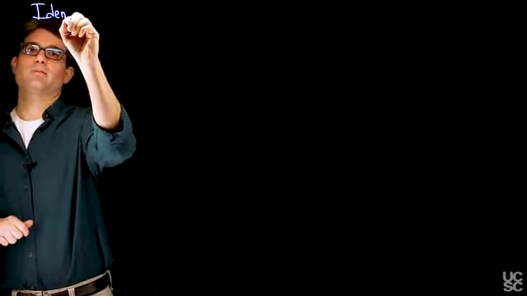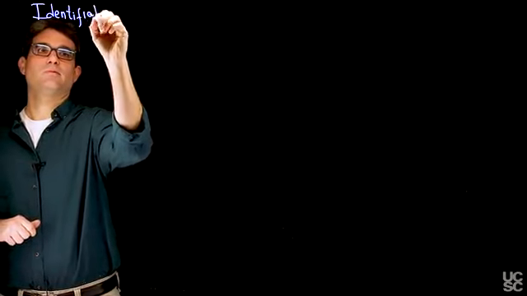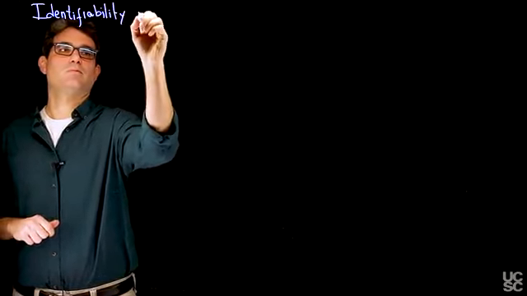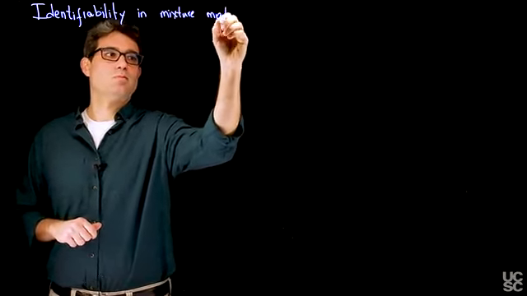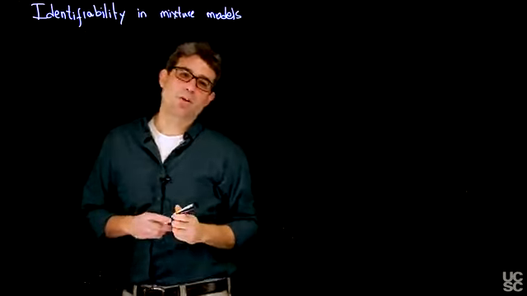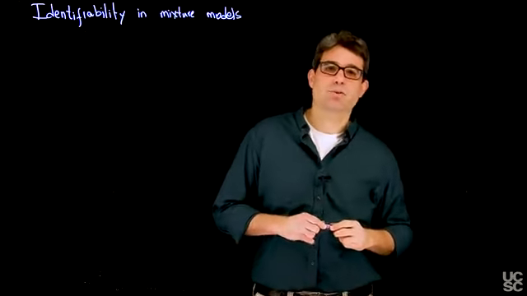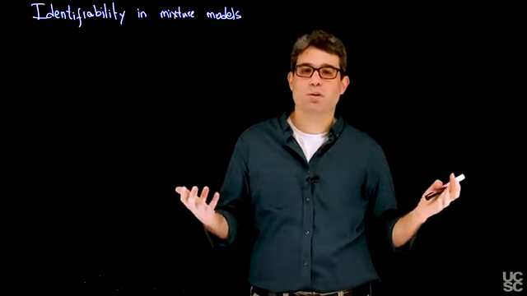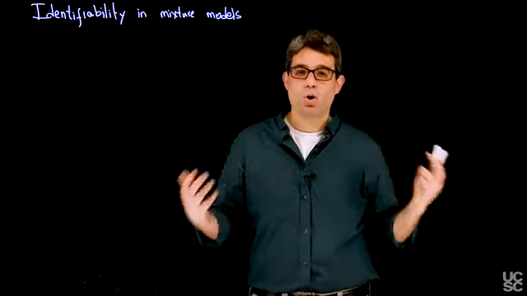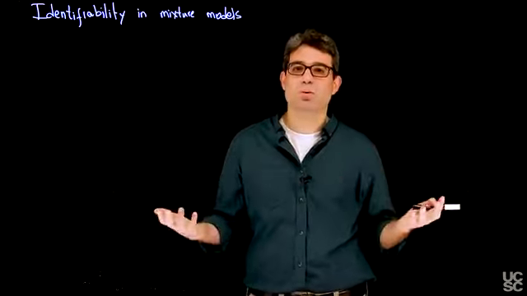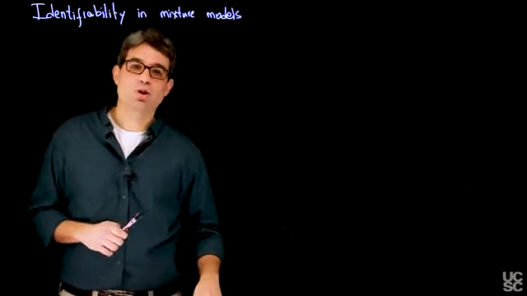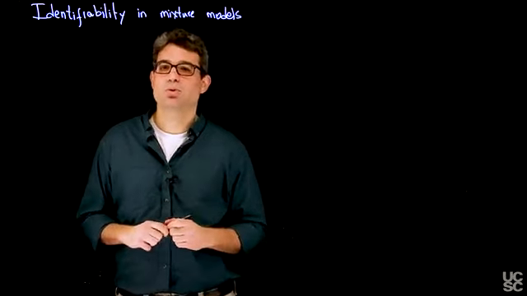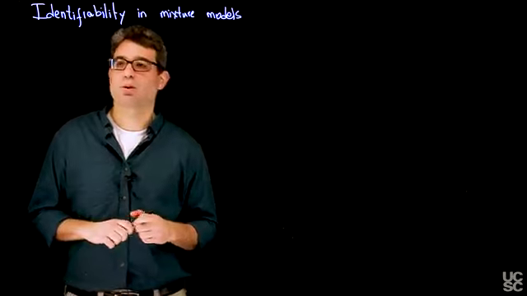Today I want to discuss identifiability in mixture models. You may recall that a statistical model is identifiable if two different values for the parameters, any two different values for the parameters, always give rise to different probability distributions for the data. Now, unfortunately, mixture models are not fully identifiable. So let me show you three ways in which mixture models are not fully identifiable.